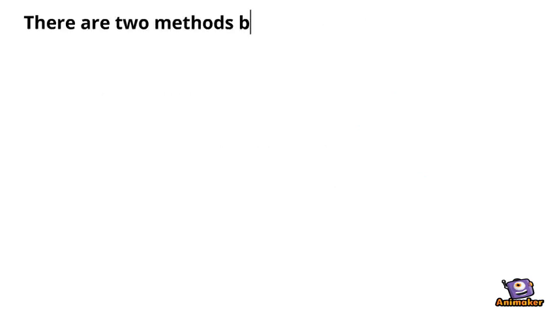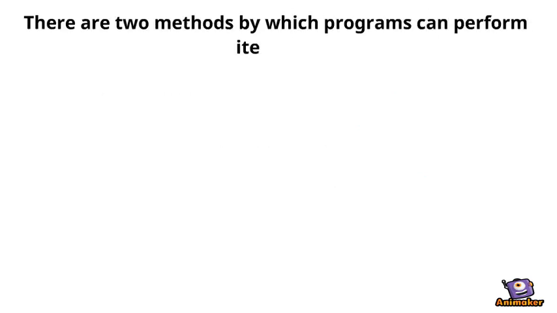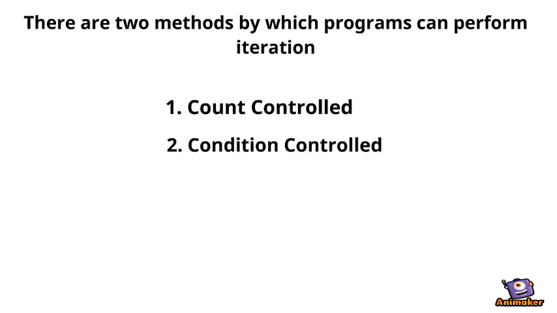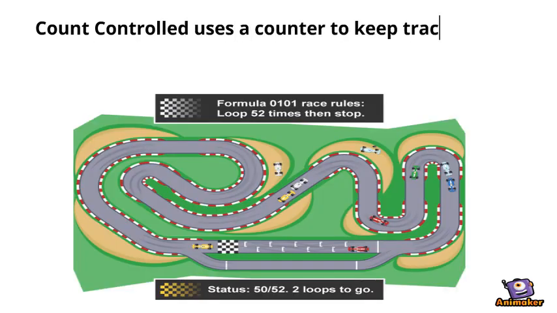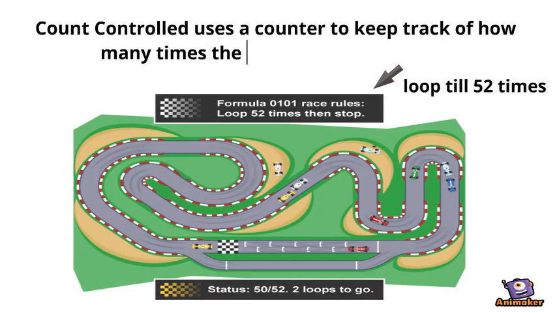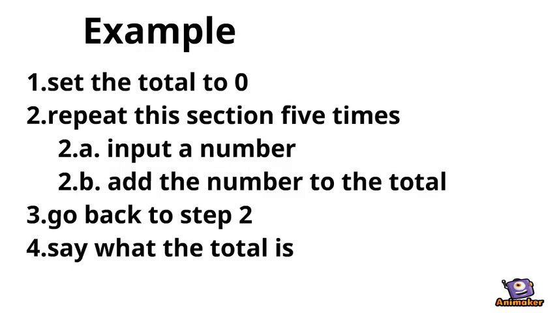There are two methods in which programs can perform iteration: count-controlled and condition-controlled. Count-controlled uses a counter to keep track of how many times the algorithm has iterated. In this example, the algorithm will continue to iterate until the value of count has reached 5.